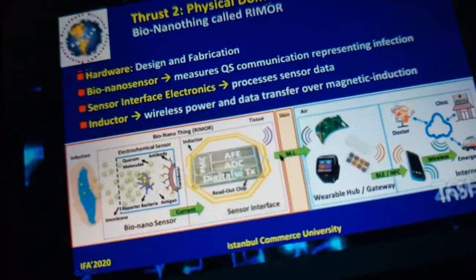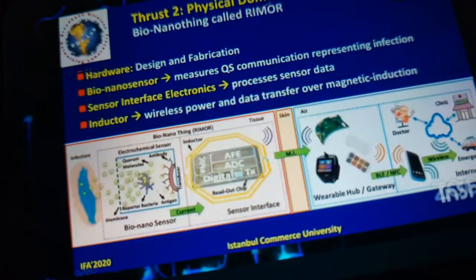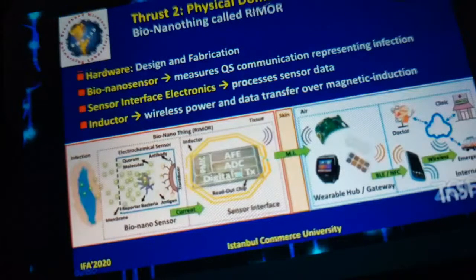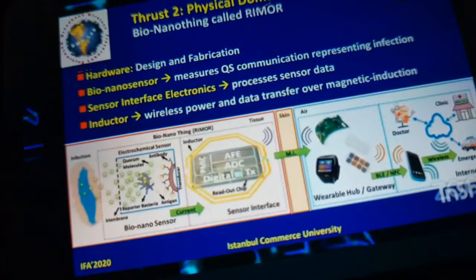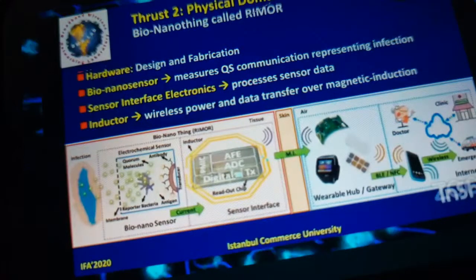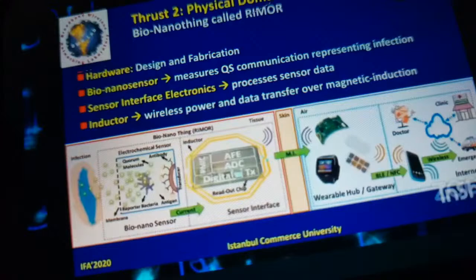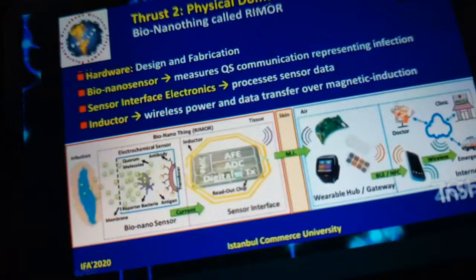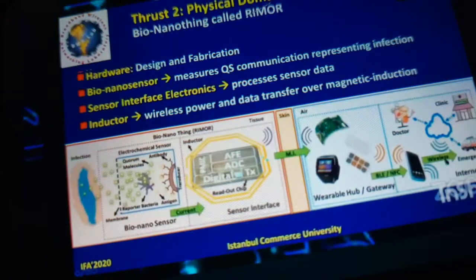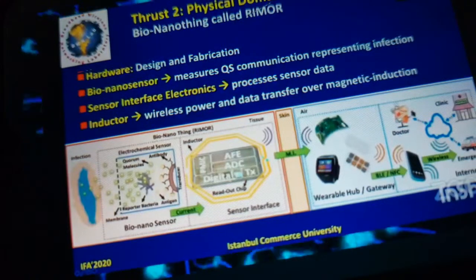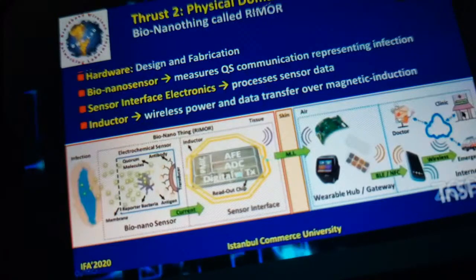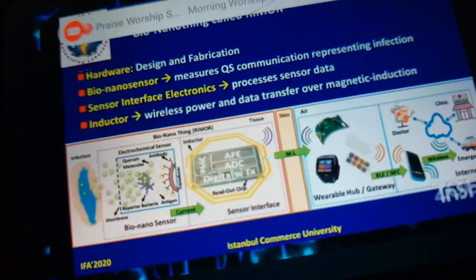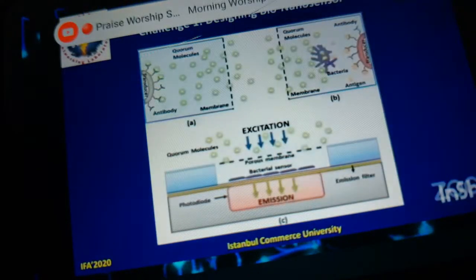And this is the skin. We're using magnetic induction communication to the gateway, which is either a tattoo-type device, like here, a Band-Aid, or a watch, right? And it goes through near field communication to the cell phone, and then the cell phone can use the internet backbone to transmit to these doctors, clinics, etc. Right? Now let's look at more detail in this part.